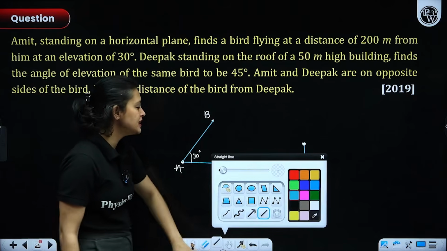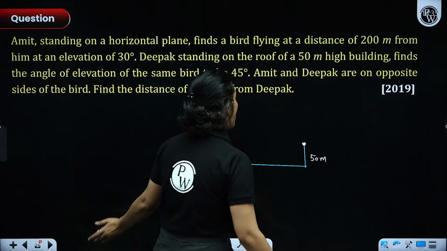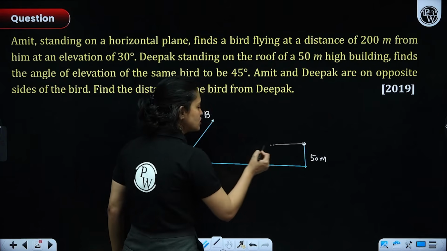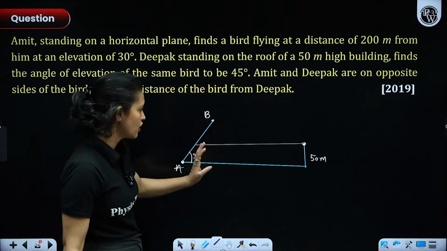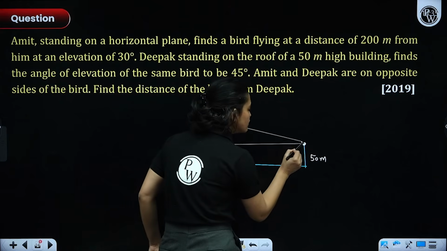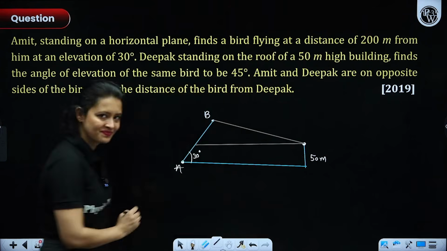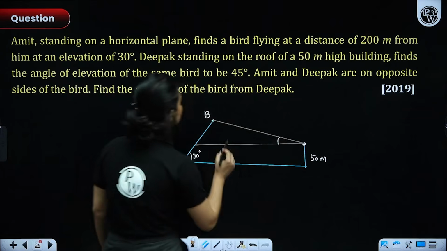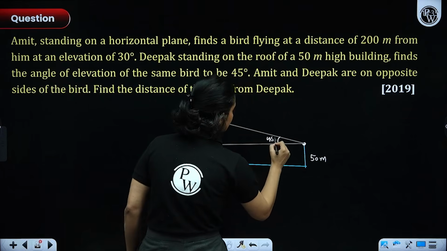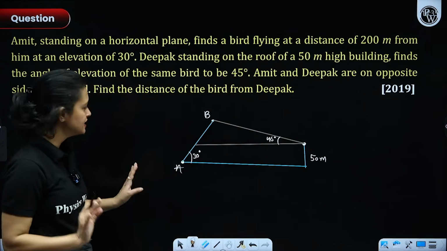So how will you make the angle of elevation for Deepak here? First of all, this is the horizontal, everyone, that you will draw. Okay, this is the horizontal. Then this would be the line of sight of Deepak and the bird. So what would be the angle of elevation, everyone? The angle of elevation would be this, 45 degrees. Understood? Simple hai? Okay.